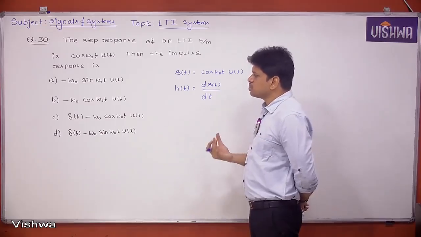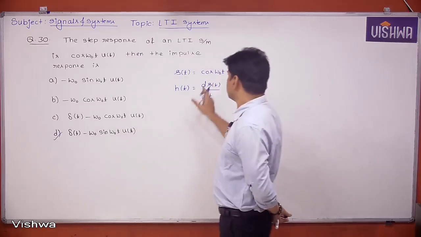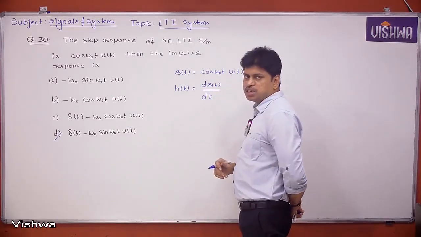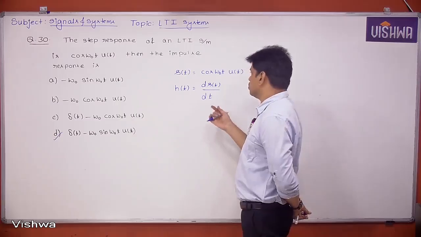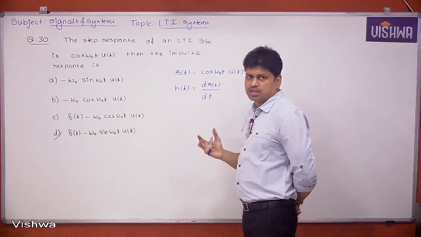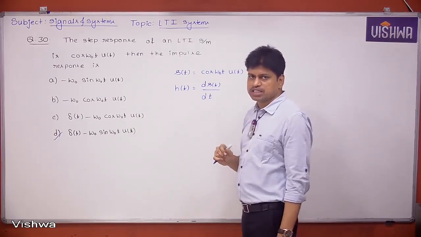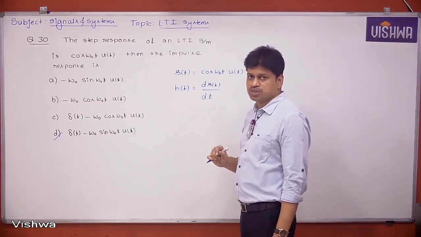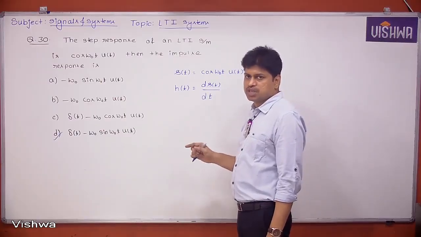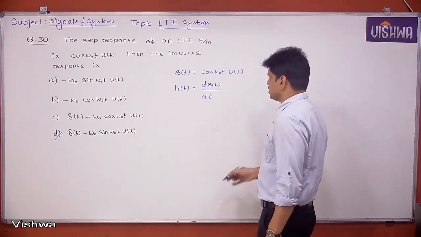Why can't it be option A? Because it is not simply cos omega naught t, it is cos omega naught t u of t. That means it is a function of two, one is cos omega naught t, another is u of t. There are two functions we are having. That means the uv formula we have to apply, that is differentiation of uv, which is nothing but du v plus u dv. So option D is going to be the correct answer. How? Let's see. Check it out.